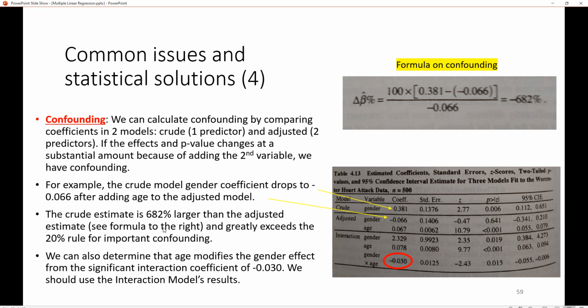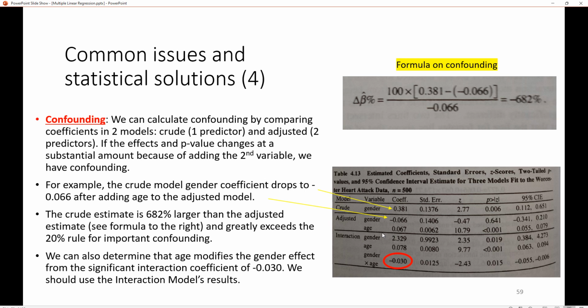The crude estimate is 682% larger than the adjusted estimate. We have a formula of how that was calculated on the top right, and that greatly exceeds the 20% rule for important confounding. So if the crude estimate was 20% larger than the adjusted estimate, we'd already consider that an important source of confounding, but this is 682%, so that's a really big deal. So we need to definitely include age into our model.